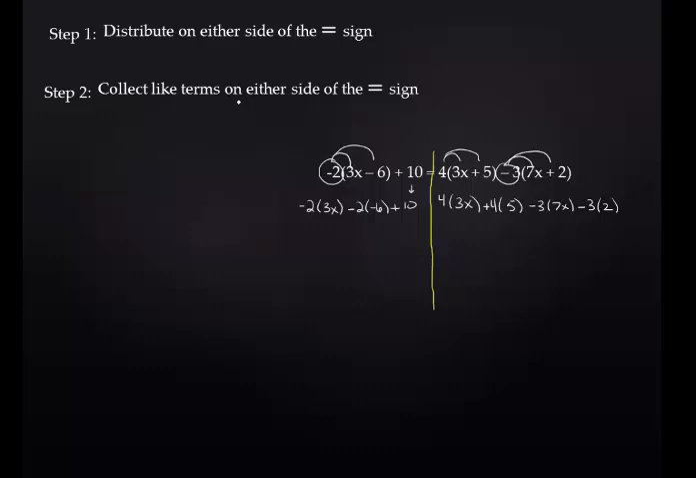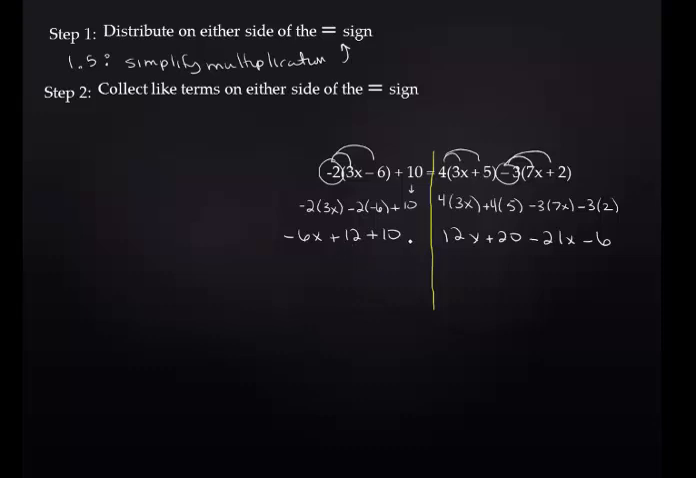Our next step is to collect like terms on either side. So first, we will do our step 1.5, simplify the multiplication. And this is really part of step 1. So I have negative 6x plus 12 plus 10, and I have 12x plus 20 minus 21x minus 6. Now I collect like terms. Here I have 12 and 10 together. So I have negative 6x plus 22.